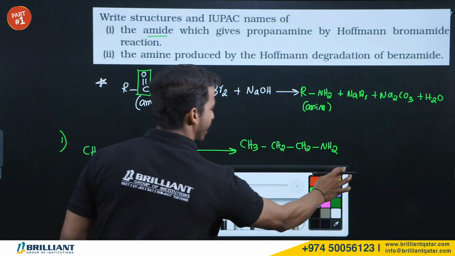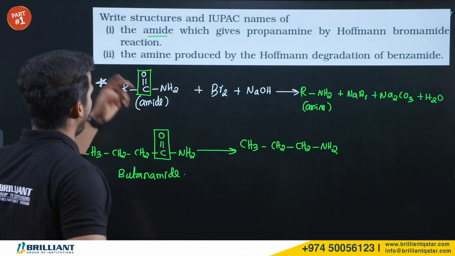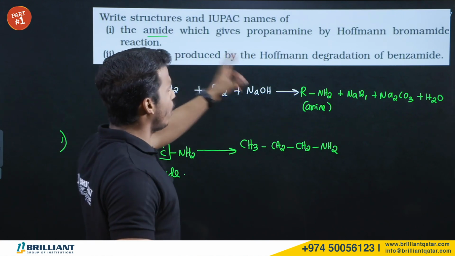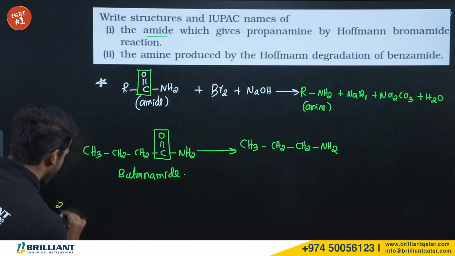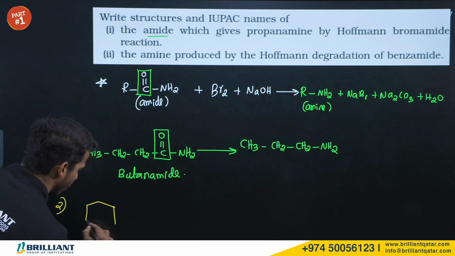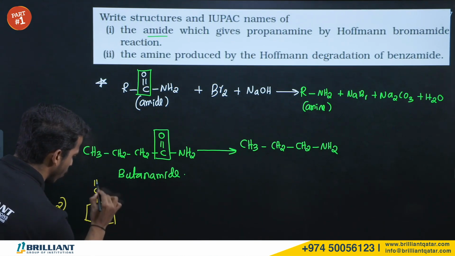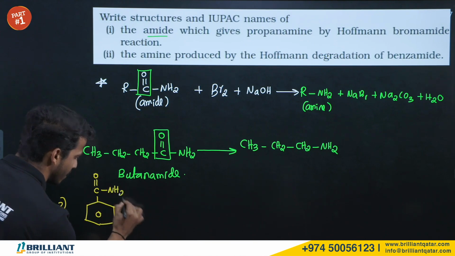Now, we can go for the second question. A reverse question: which amine is produced by the Hoffmann degradation of benzamide? Here your amide is already given. Benzamide. What is benzamide? Benzene with CONH2. This is called benzamide.